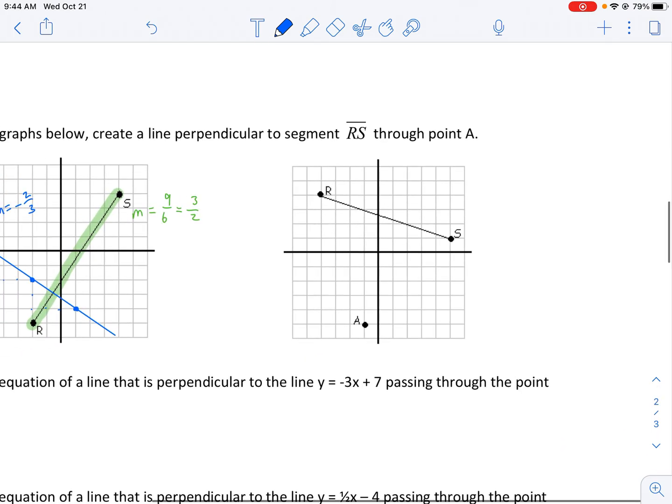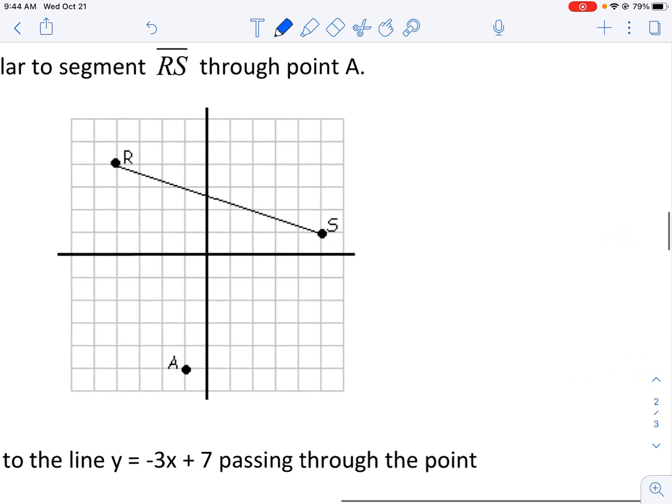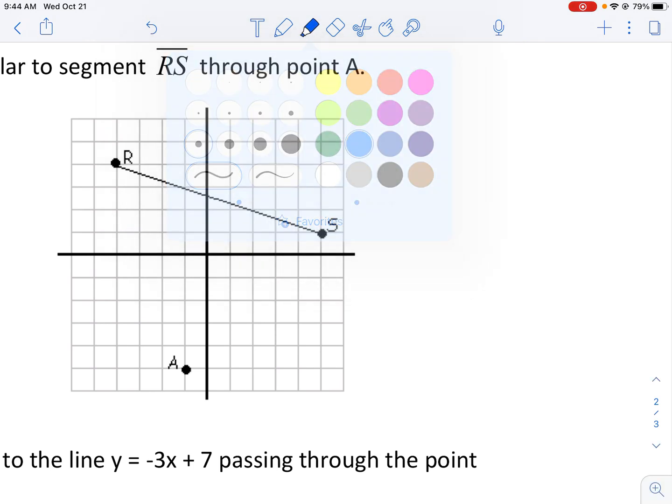Okay, remember, pause the video and try problems, and then come back and watch the video if you haven't tried the problems already. So now would be a good time to pause the video and try this problem.